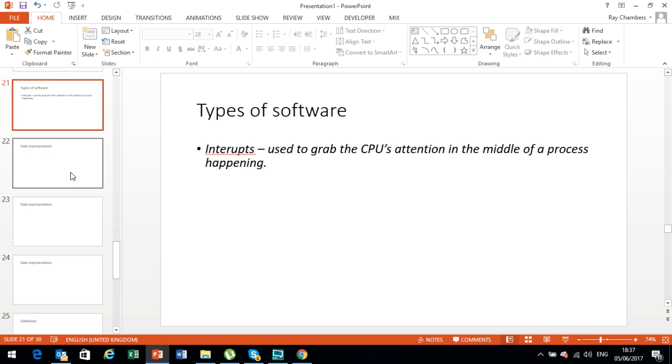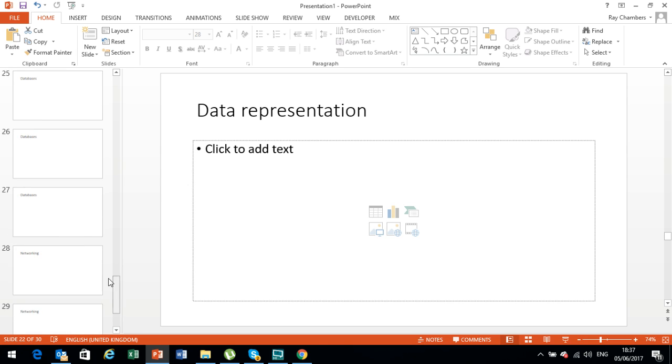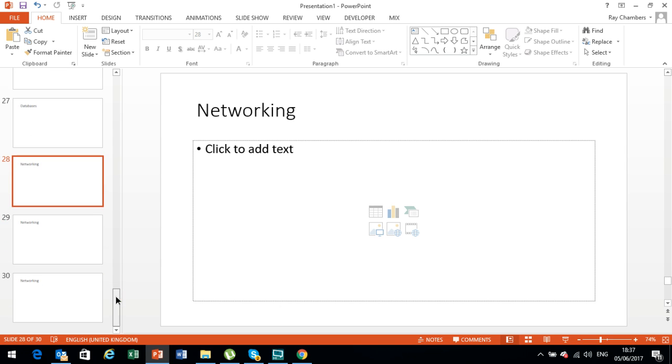I am going to go over, I've done enough on binary. I'm going to go over that in tomorrow's lesson with you as a recap. I'm going to go over networking quickly, and then I'm going to finish off by going over databases. So, that answers your question.